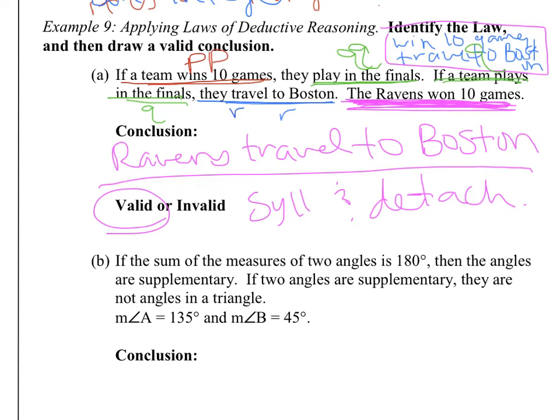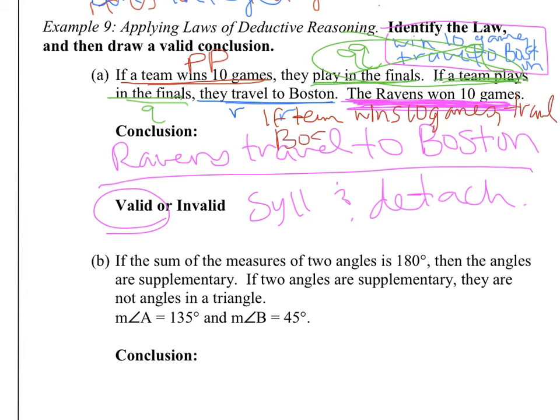So right here, just in this first part, I'm already following the law of syllogism. P to Q, Q to R. So that means Q is my middleman, and I can cut him out, and I can write a sentence just going straight from P to R. So I'm going to go on the side and do that. So if a team wins 10 games, they travel to Boston. Okay, so that's my law of syllogism right there, and I've shortened that down. Team wins 10 games, they travel to Boston.